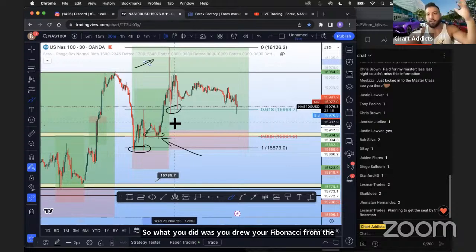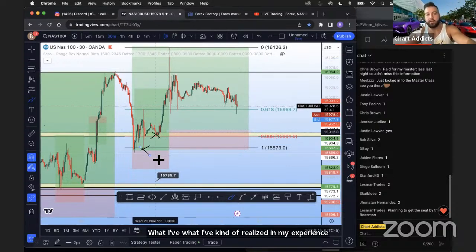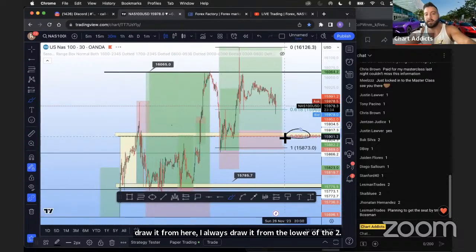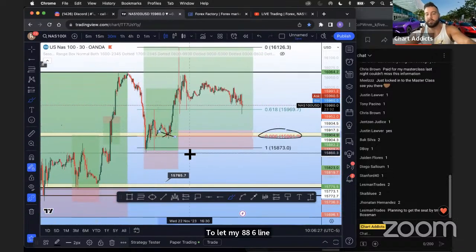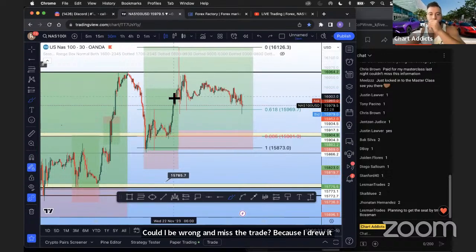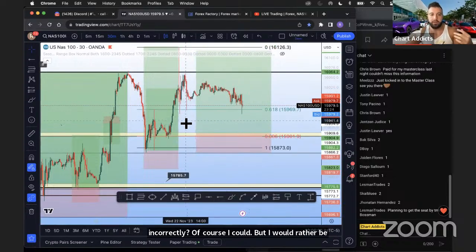What I've kind of realized in my experience is if you have those two options, to draw it from here and to draw it from here, I always draw it from the lower of the two to let my 88.6 line up with a daily zone and to line up with the retest zone. Could I be wrong and miss the trade because I drew it incorrectly? Of course I could. But I would rather be wrong entering here, for example.